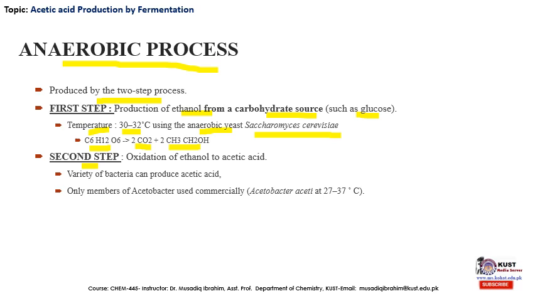Now in the second step, oxidation of ethanol to acetic acid is taking place, and a variety of bacteria can produce acetic acid. The only member of Acetobacter which is used commercially is Acetobacter aceti, at a temperature of 27 to 37 centigrade. So basically at a commercial level, Acetobacter aceti is the most common and preferred source of bacteria used for the production of acetic acid.